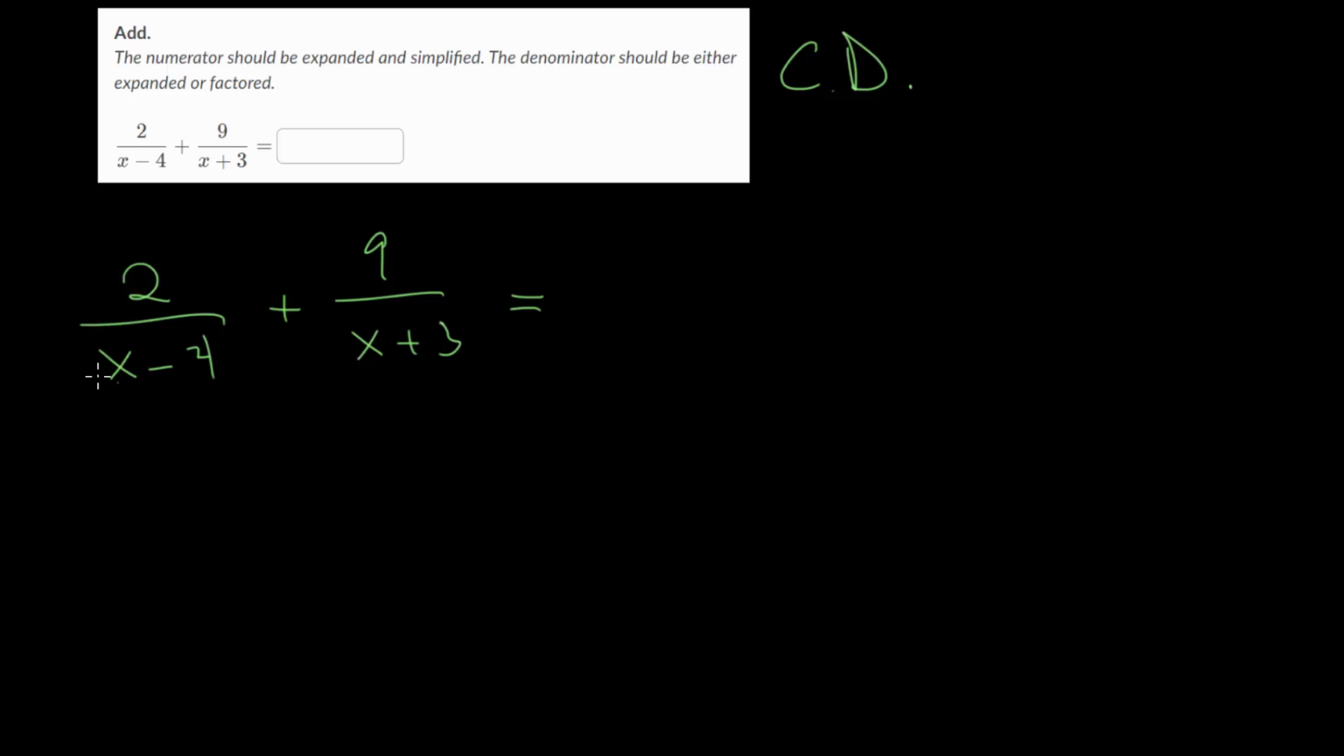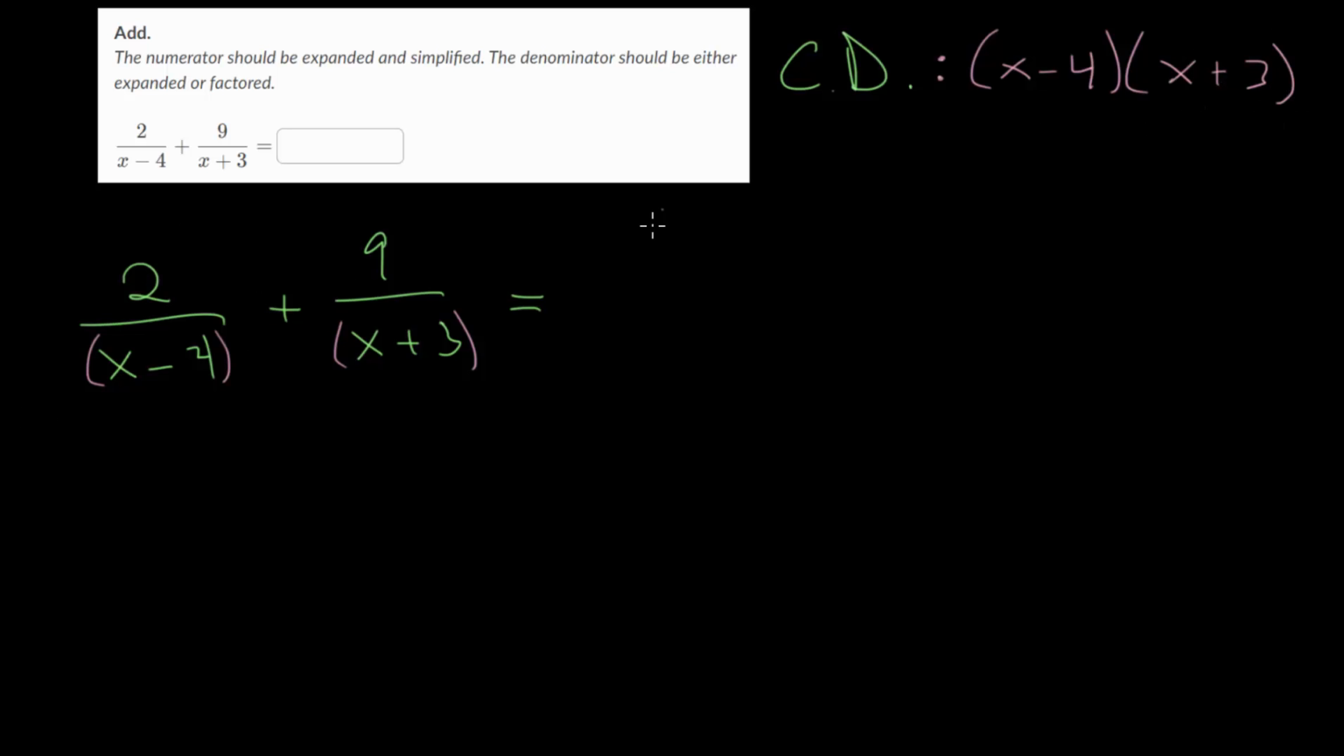So our next problem is very similar, except now we're adding. And let's just rewrite it. We have 2 over x minus 4 plus 9 over x plus 3. And we need a common denominator again, but I'll just write CD for that. We know that we can just take our two denominators and multiply them together. So our common denominator here will just be that x minus 4 multiplied by x plus 3.